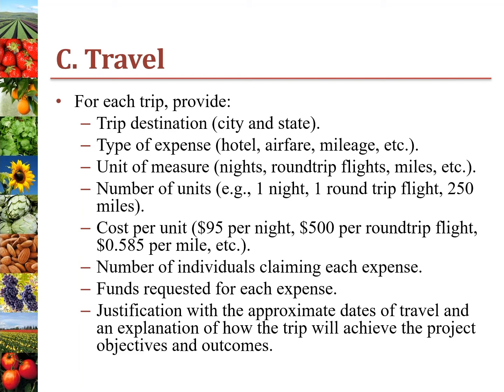Below the table, indicate the approximate travel dates for each trip and provide an explanation of how the trips will achieve the project objective and outcomes. Again, be sure to include the project objective number from the project objective and work plan template. And remember to include all trips as activities within the work plan.